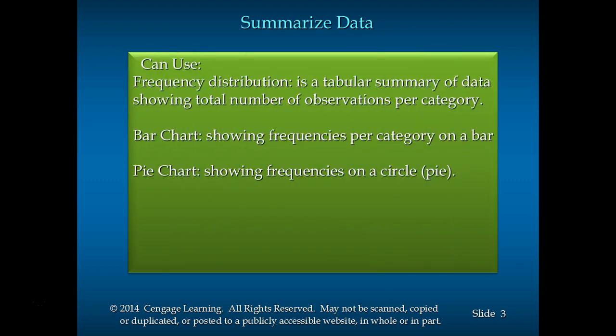You can summarize data, at least what we'll talk about here, using a frequency distribution, which is like a chart or a tabular summary of the data showing the total number of observations per category. So it's not graphical in a sense. Graphically, you can also have a bar chart or a pie chart. A bar chart shows a frequency per category on a bar, and a pie chart shows frequencies on a circle, on a pie.